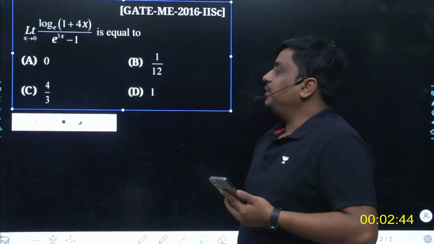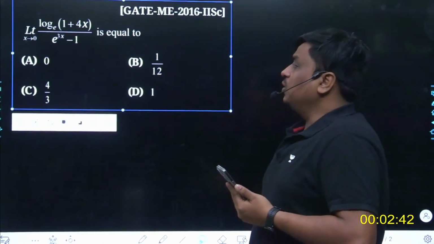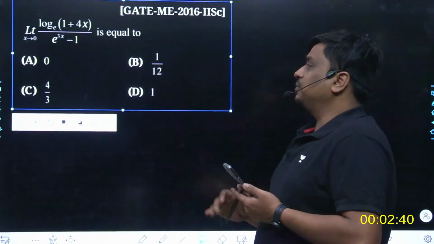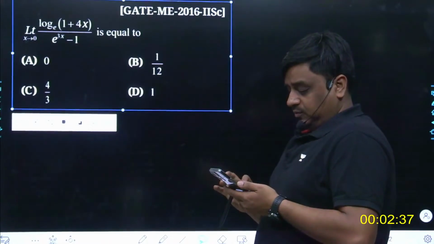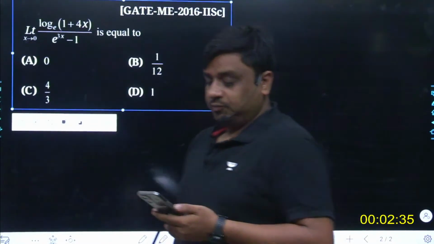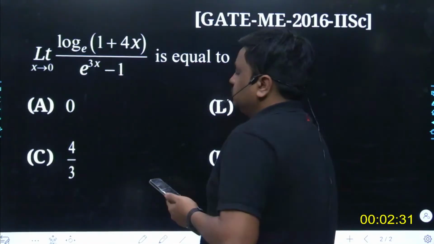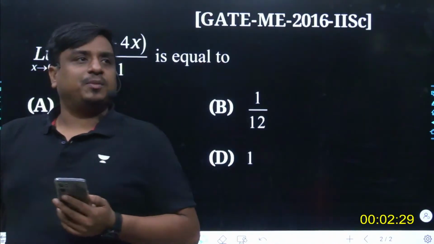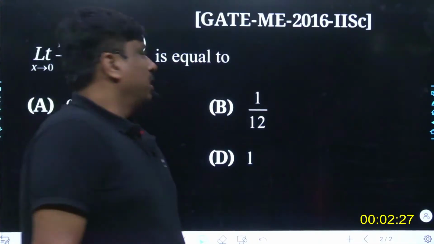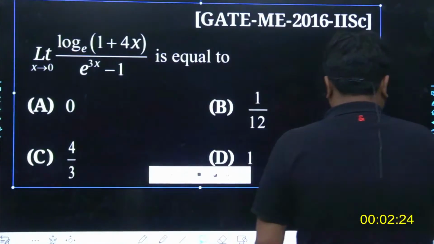The problem states the limit as x tends to 0 of ln of 1 plus 4x divided by e to the power of 3x minus 1 is equal to. Tell me what would be the best answer for this given question. Read it carefully and then tell me the answer.